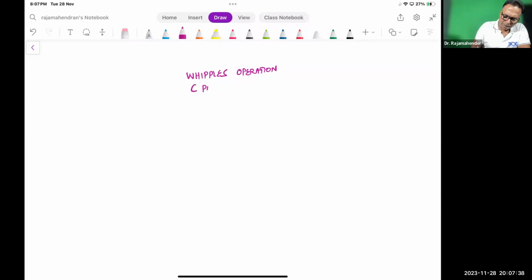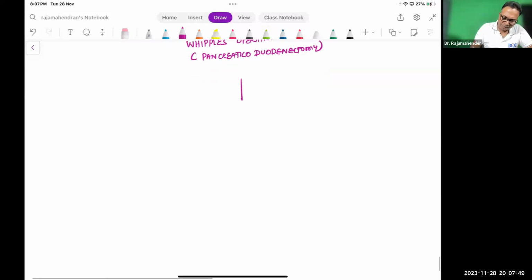It is also known as pancreatico-duodenectomy operation. So pancreatico-duodenectomy operation is known as Whipple's. Please understand the image I am drawing.